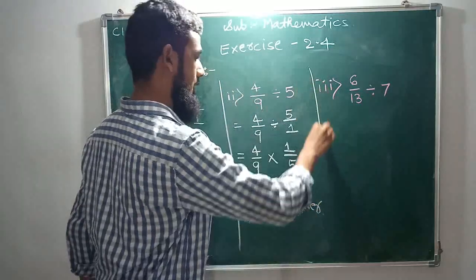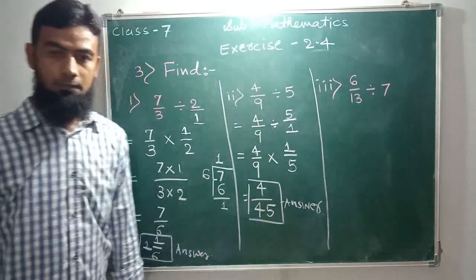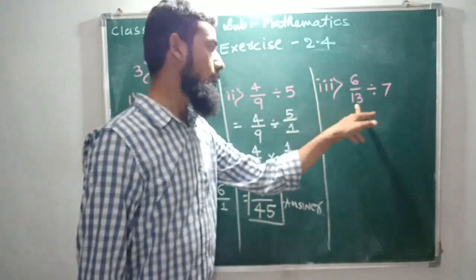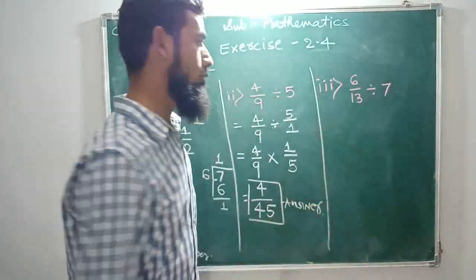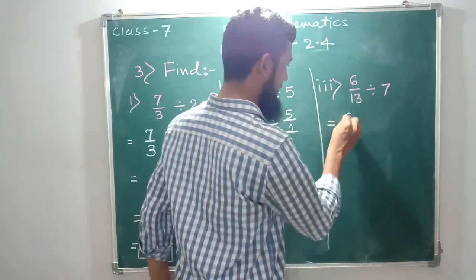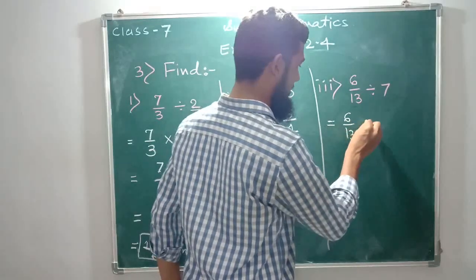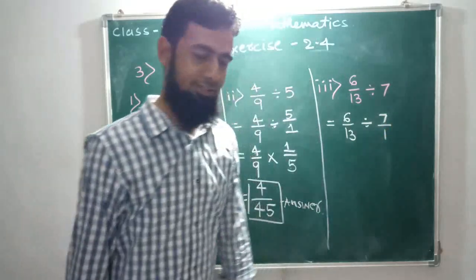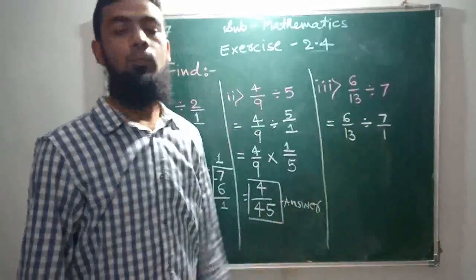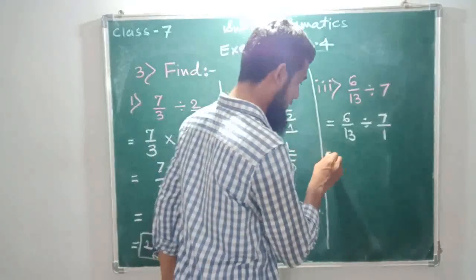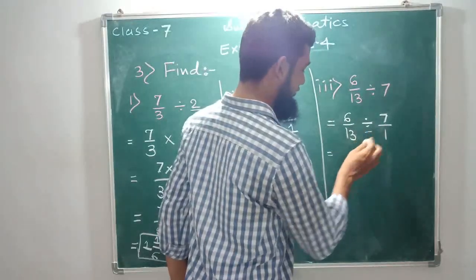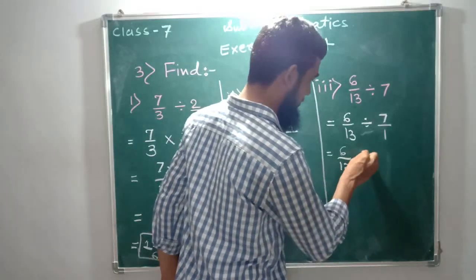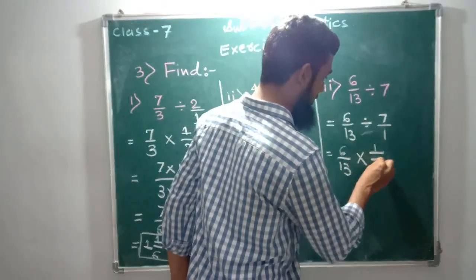Okay, now question number 3. 6 upon 13 divided by 7. Same way, 6 upon 13 divided by 7 upon 1. Can I write or not? Yes, of course you can write 7 upon 1. Now convert the division symbol into multiplication symbol. So 6 upon 13 multiplied by 1 upon 7.